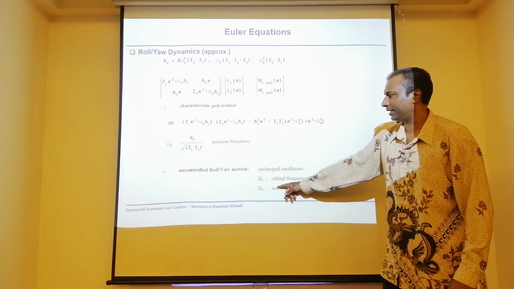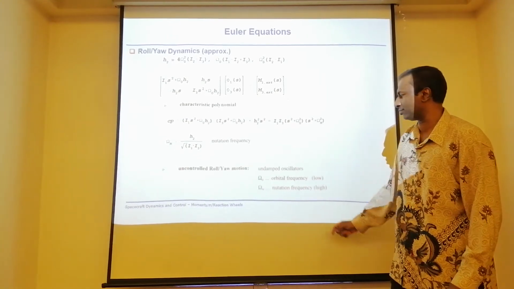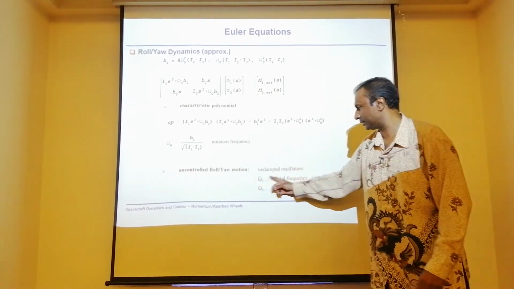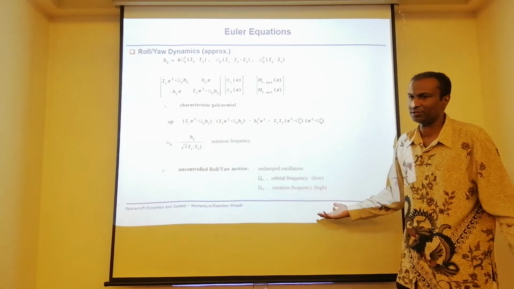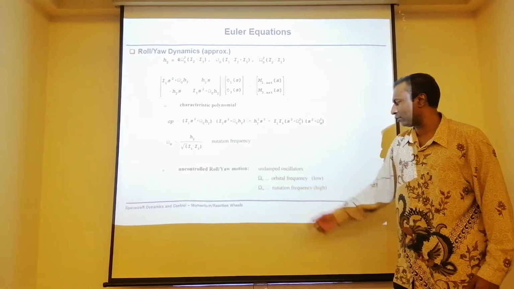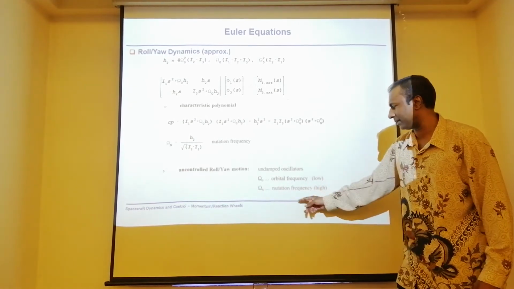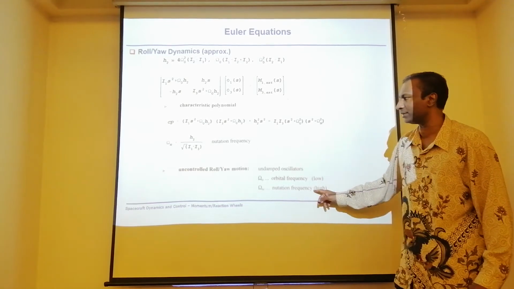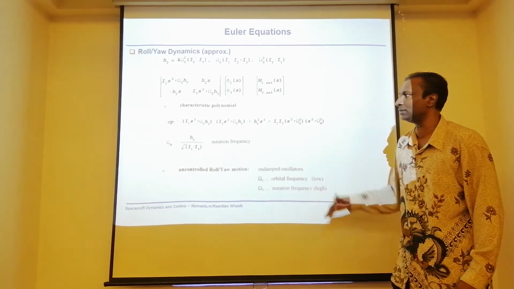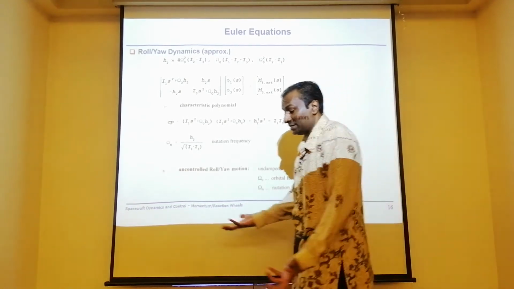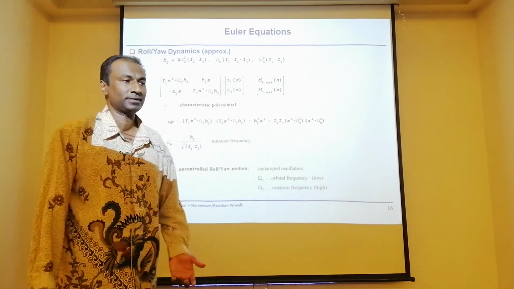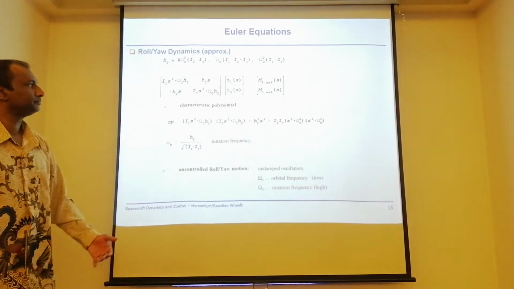Then uncontrolled roll motion is basically undamped oscillation, you can't do much because it's passive already. Then orbital frequency is actually low, but the nutation frequency is quite high also. So this is something that we need to try to damp. This is common for a bias momentum stabilized satellite.